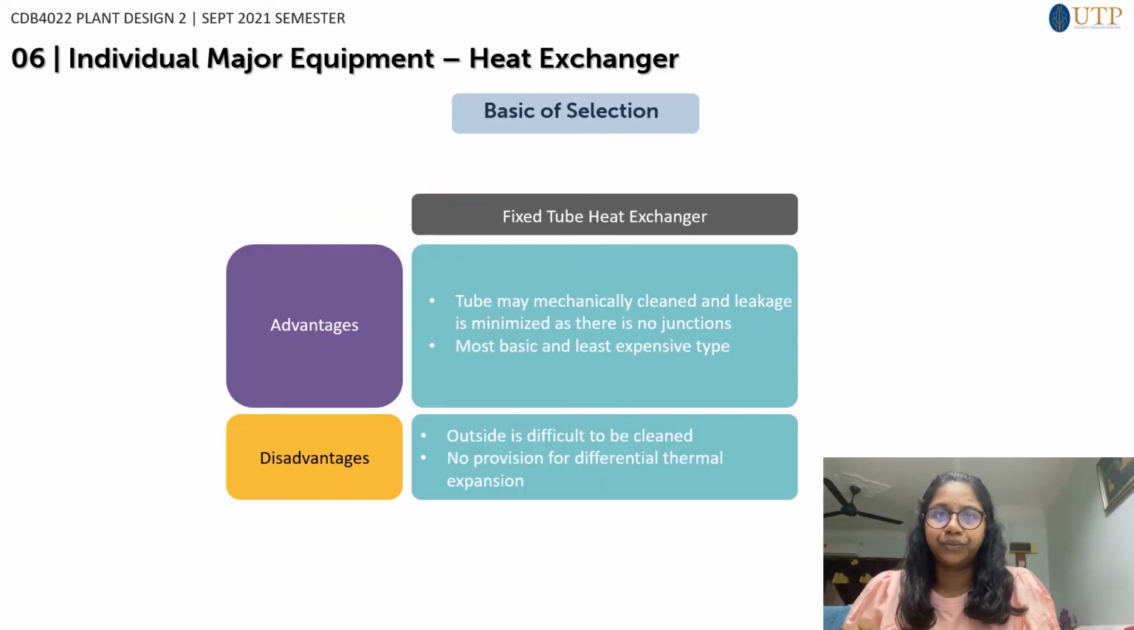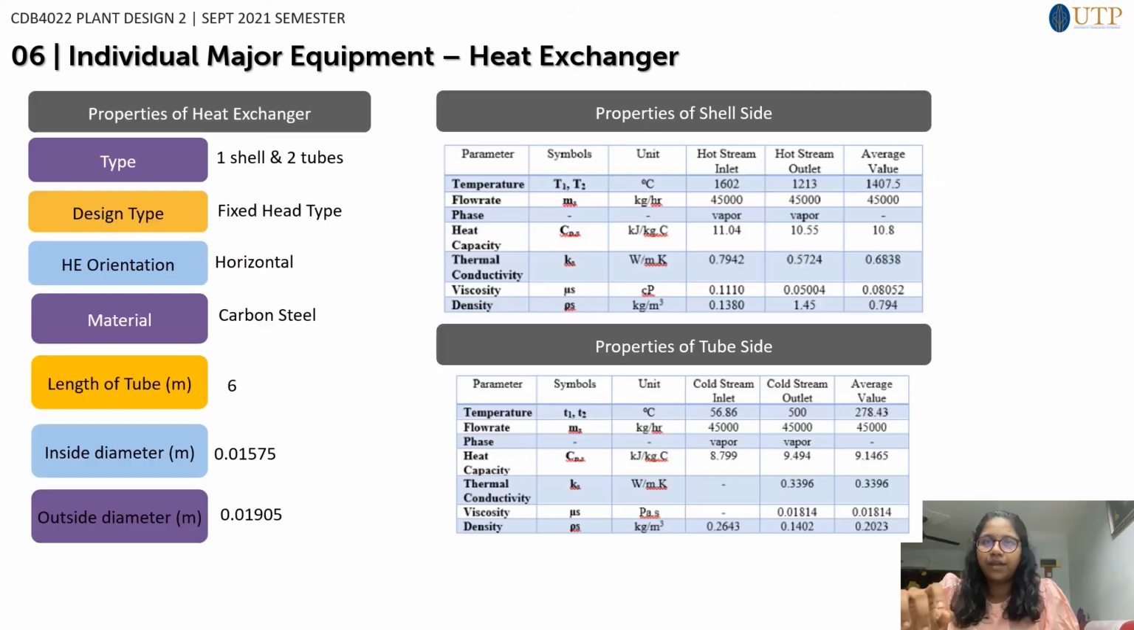In the shell and tube heat exchanger, the fixed tube type is selected as it is one of the most basic and least expensive types. The tubes can be mechanically cleaned with no leakage in the shell side as there are no junctions. The disadvantage of this type is that the outside of the tube cannot be cleaned mechanically since the bundle is attached to the shell and cannot be removed. There is no provision for differential thermal expansion between the shell and tube side, but this can be avoided by installing an expansion joint on the shell side.